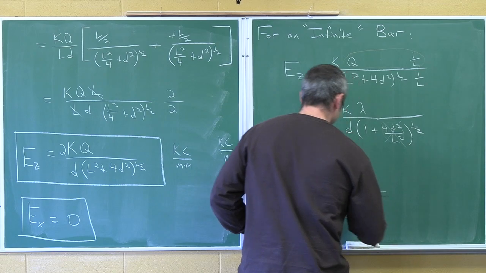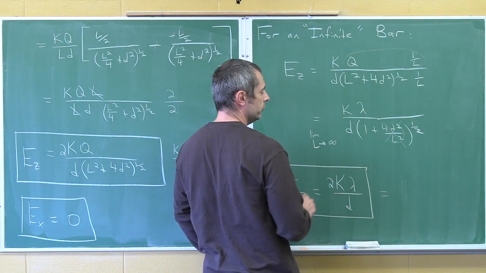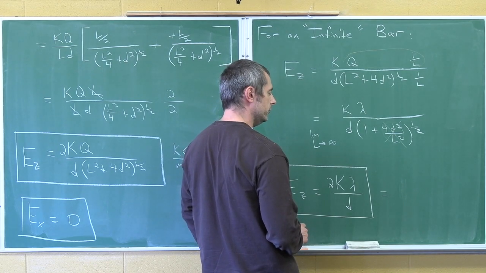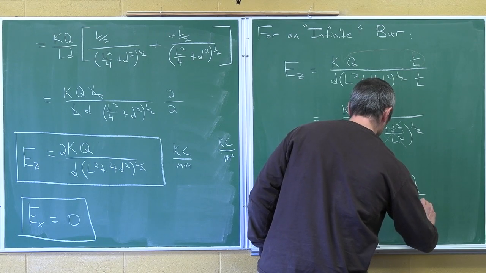So, another thing, I just want to remind you that this is equivalent with K being equal to something called 1 over 4 pi epsilon 0. We could also write this as lambda over 2 pi epsilon 0.